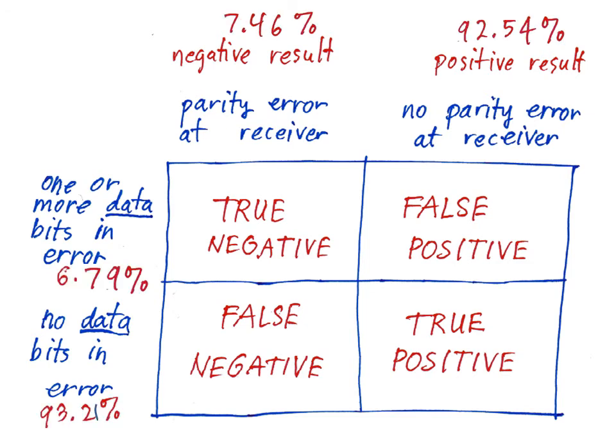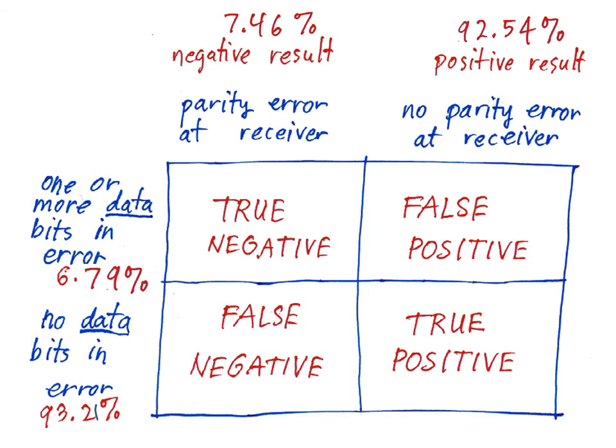Now I've added some probabilities to these columns and these rows. These are derived from the equations, from the formulas that were presented in the previous slides. You see that the probability of the first column occurring is 7.46%, so 100% minus that is the probability of the second column occurring. A positive result. That means the checksum matches the parity bit at the receiver.